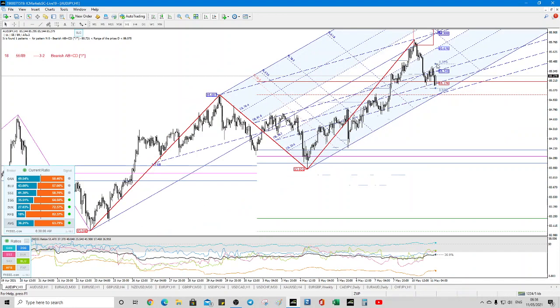Aussie Yen, 85.45, 85.10. This is MR1. We're now at support. We're a buy. It's quite sideways.